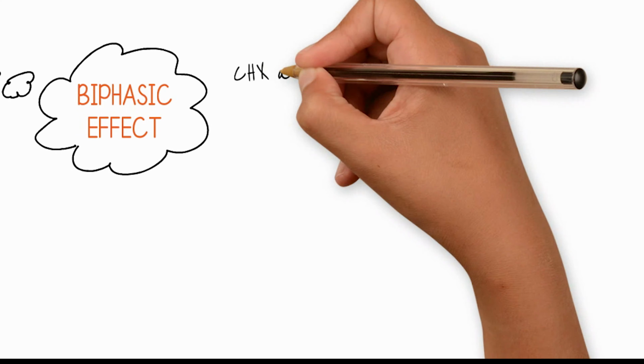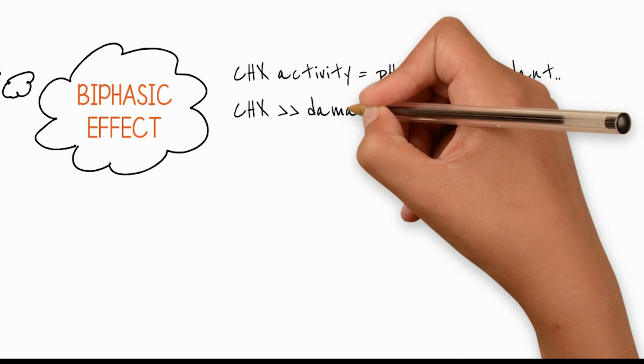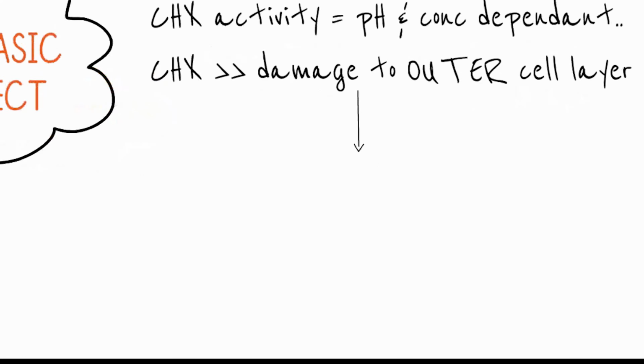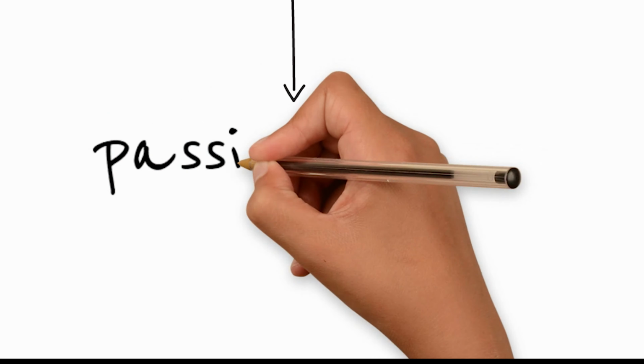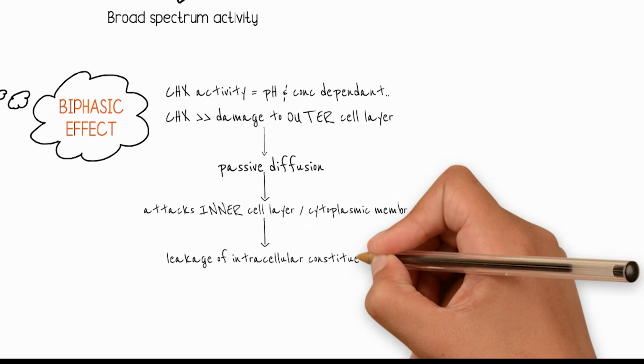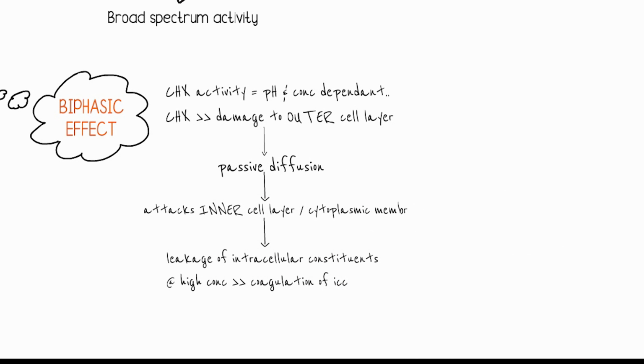Its activity is pH and concentration dependent. It causes damage to the outer cell walls of the microorganism and then enters the interior of the microorganism via passive diffusion. It then attacks the inner cell layer or the cytoplasmic membrane. This causes leakage of the intracellular constituents at low concentration. But at higher concentration, it causes coagulation of the intracellular constituents.